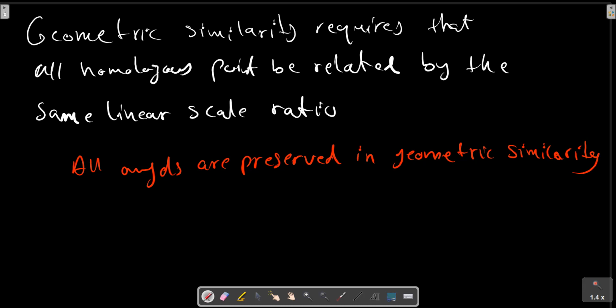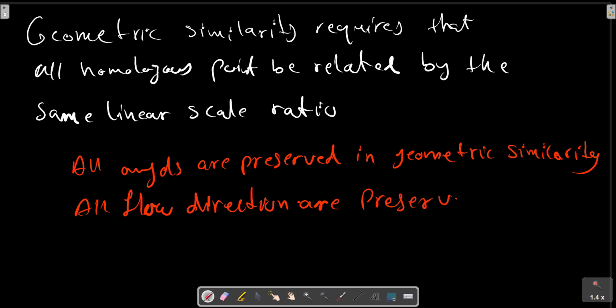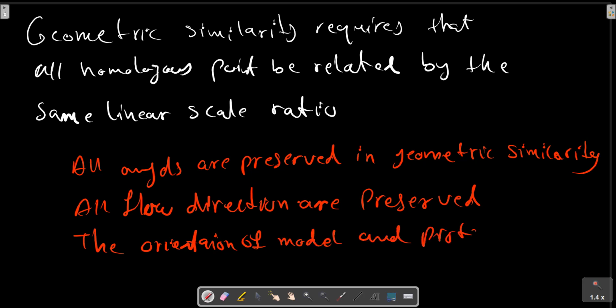All flow directions are preserved. The orientation of model and prototype with respect to the surroundings must be identical.